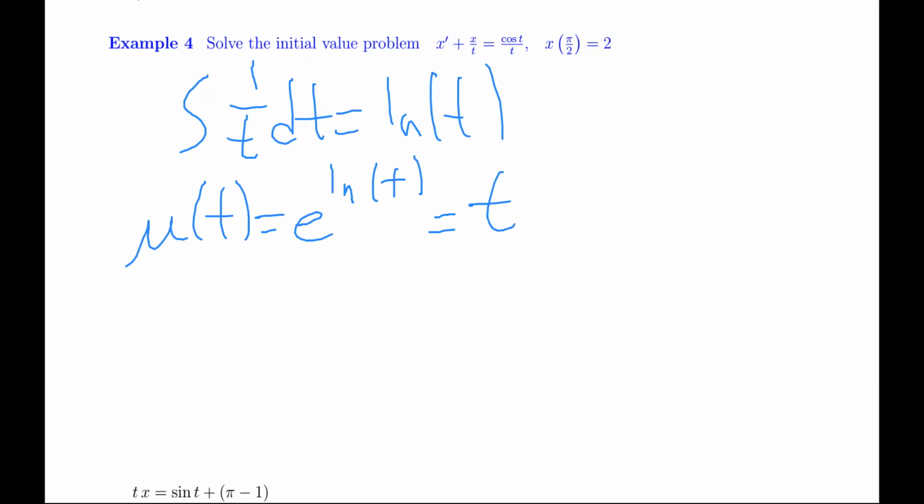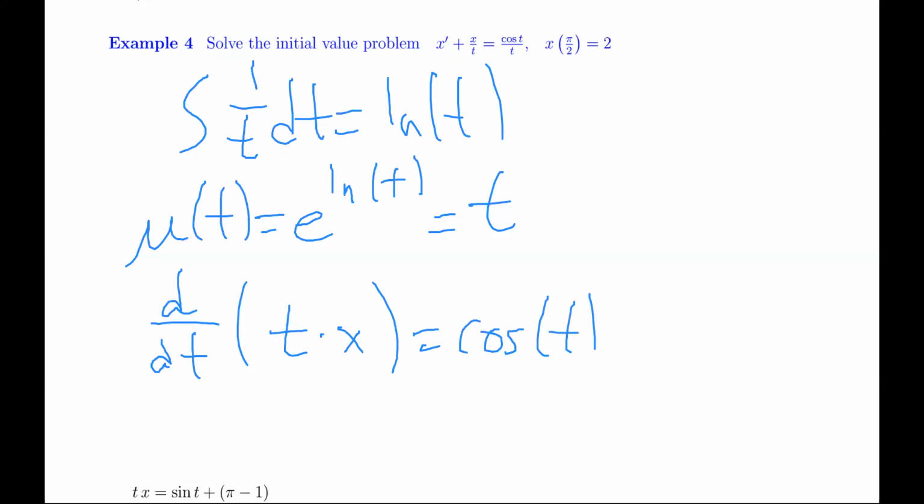Now we multiply everything by t. So we get t times x prime plus x. Well, that is, of course, on the left-hand side, always the derivative of the product of the integrating factor, which is t, times x. And then we multiply the right-hand side by t as well. Well, cosine of t divided by t times t is just cosine of t now.